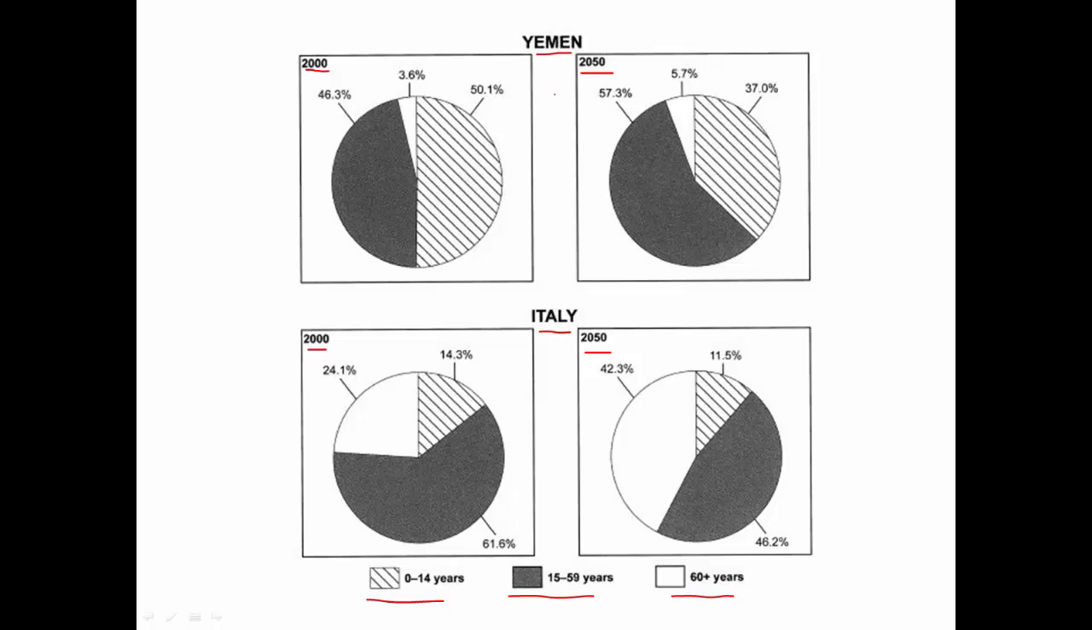So the purpose of this graph is two things. It's to compare Yemen and Italy. So we have two countries, so therefore they want to compare them.